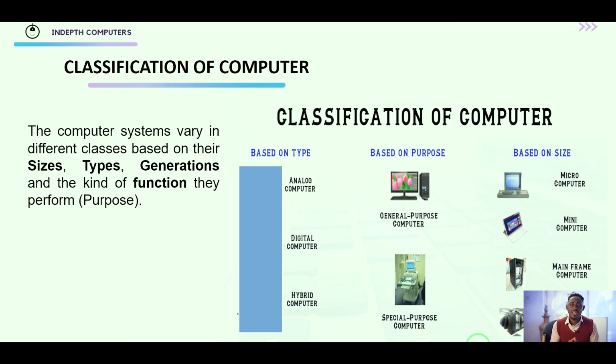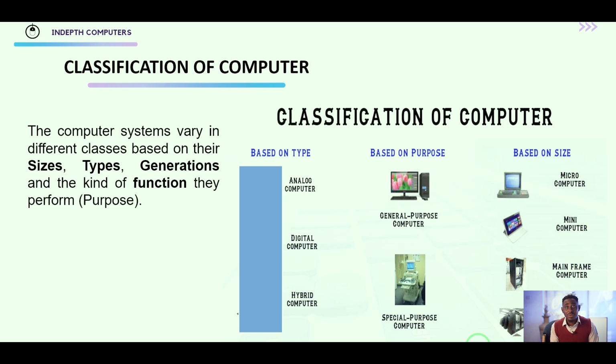That is why we call them general purpose computers. But we have computers that are special purpose computers, like the X-ray machine. The X-ray machine is simply used for checking people's health, basically. The thermometer is also a special purpose computer because it's basically used for checking people's temperature. Do you understand? I believe you do.